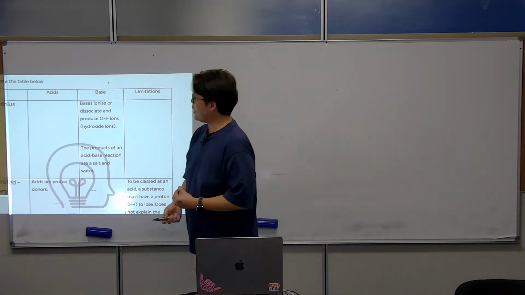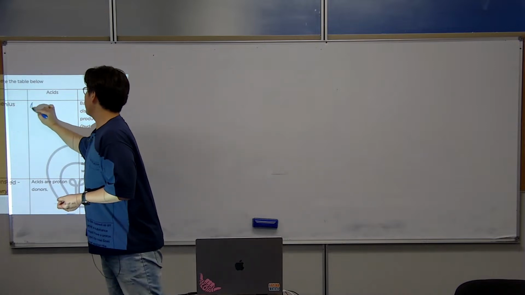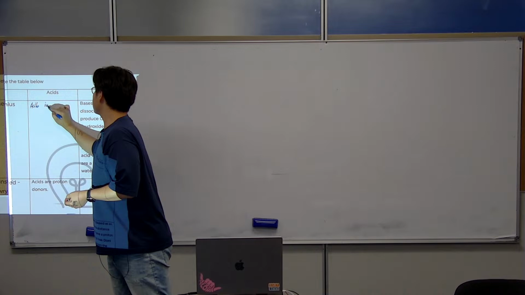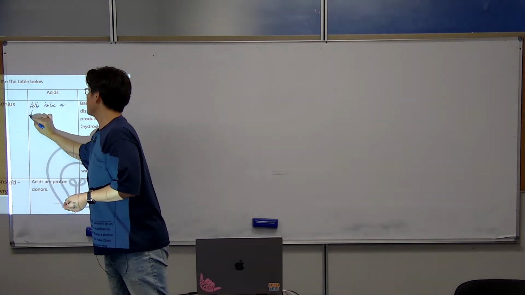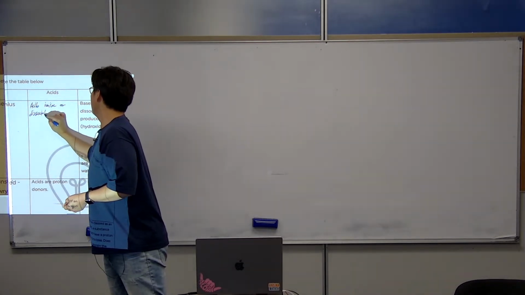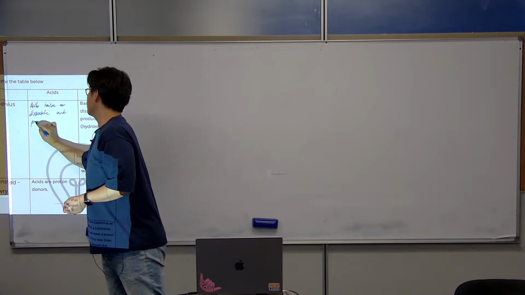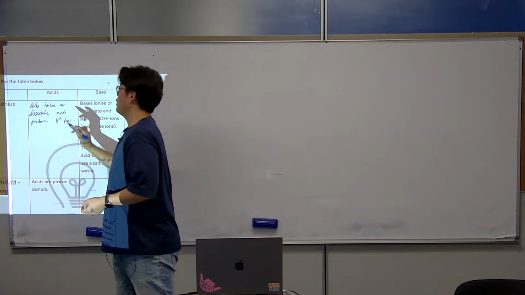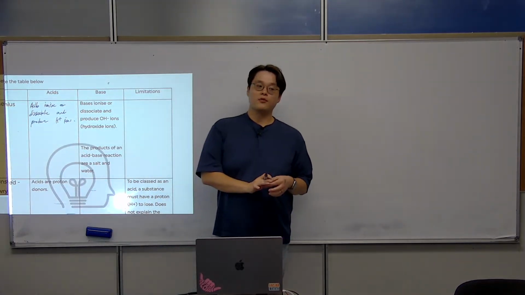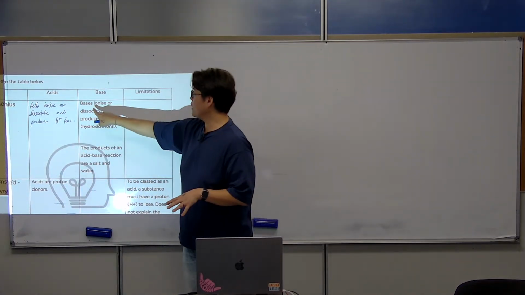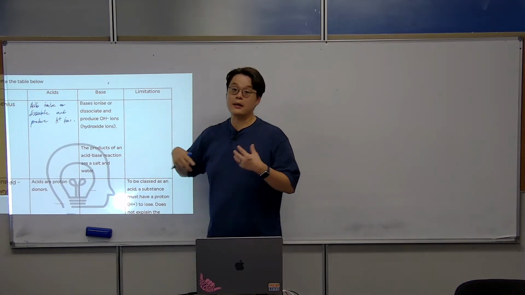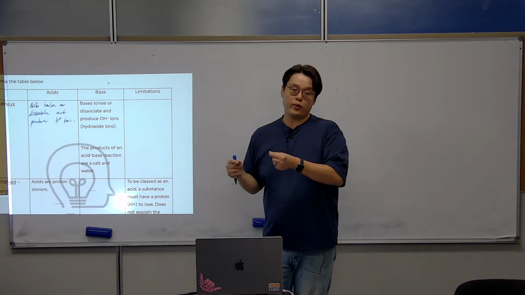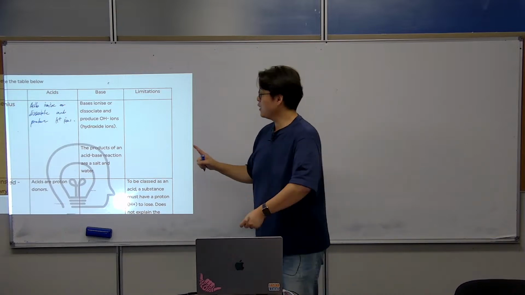Okay, according to Arrhenius, acids are defined as substances that ionize or dissociate and produce hydrogen ions. It's important that you get familiar with this terminology. Ionize or dissociate means they're reacting, or ionize means producing the ions. You have to use it quite a lot when you're talking about Ka value later on.